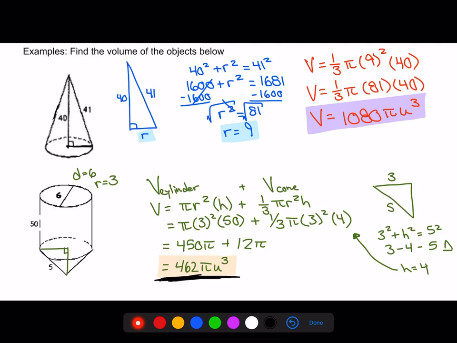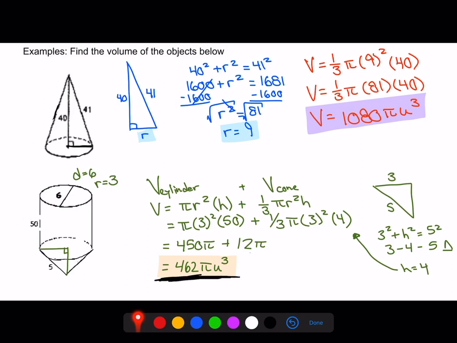And again, here's all the work. Pause the video if you're having trouble going through this one, but here's the cylinder, here's the cone. We're adding them together because it's a composite figure. I'm not taking any volume out of it. I'm adding this volume on top of this volume.